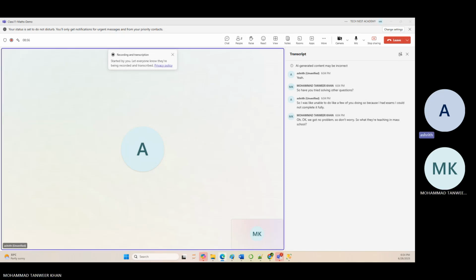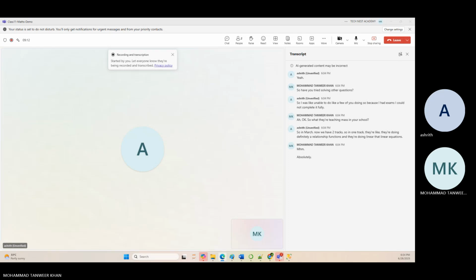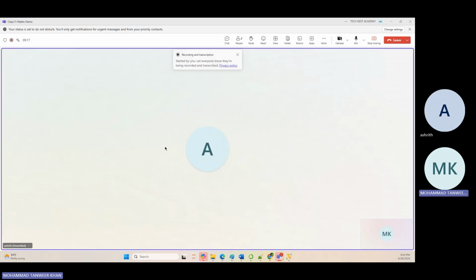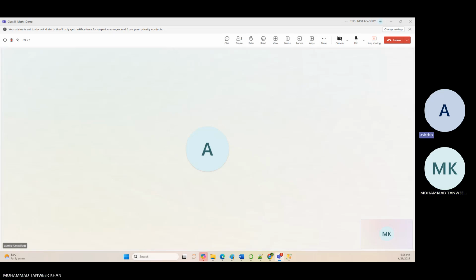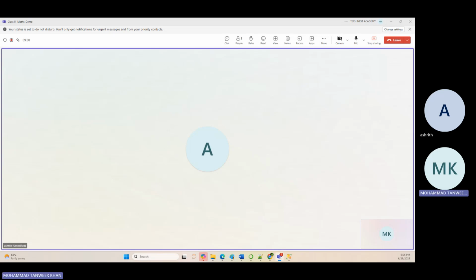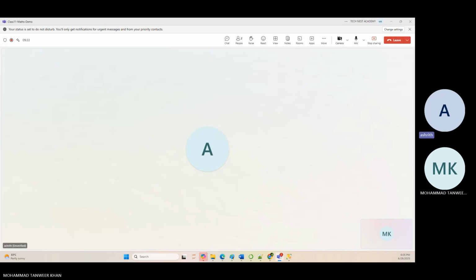Sir, in maths now we have two tracks. In one track, they finished relations and functions, and they're doing linear equations. In the other track, they have started permutations and combinations. How are you finding it? Computation, combination, it's good, sir. Factorials, right? Yes, sir.